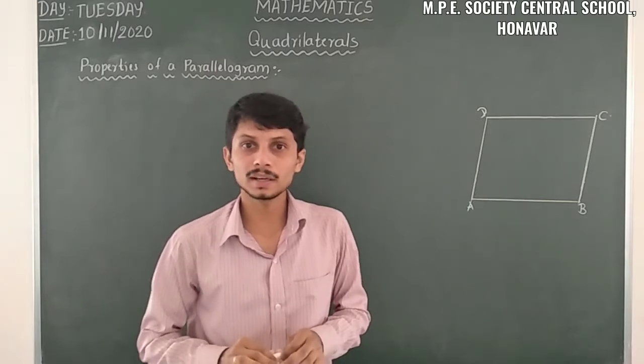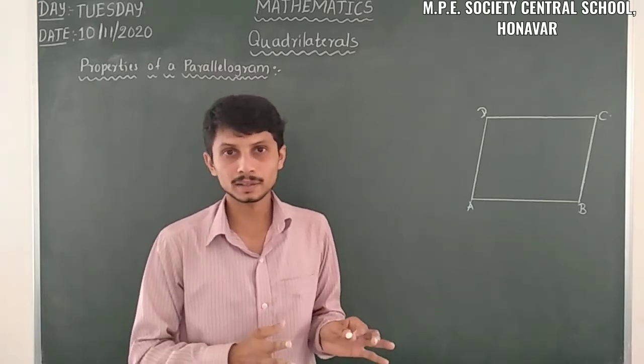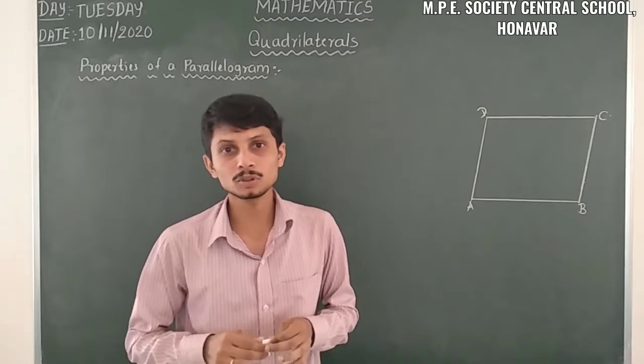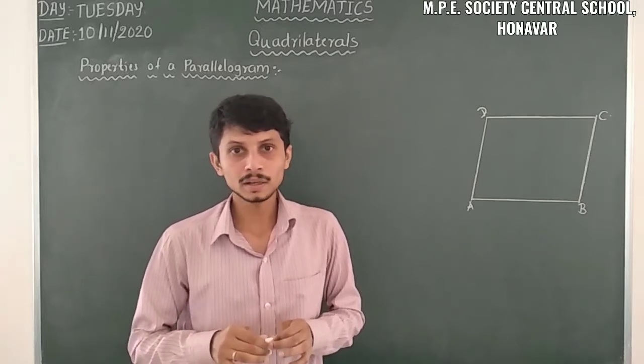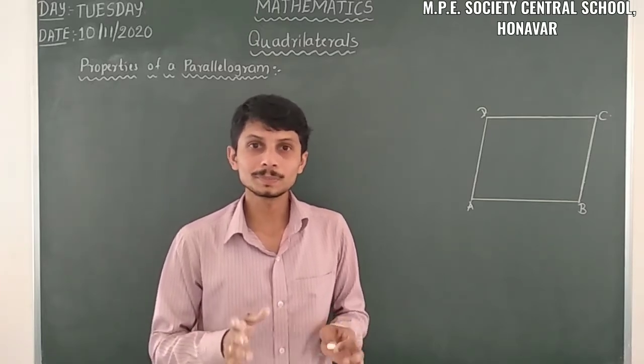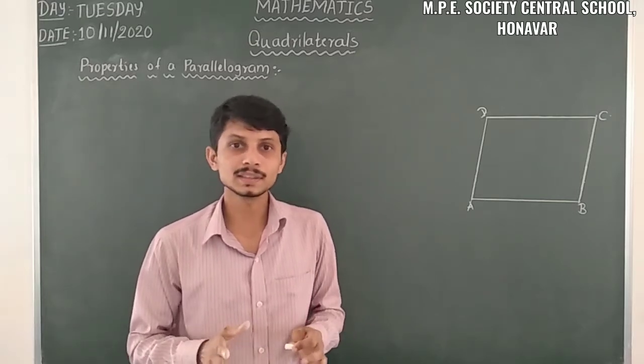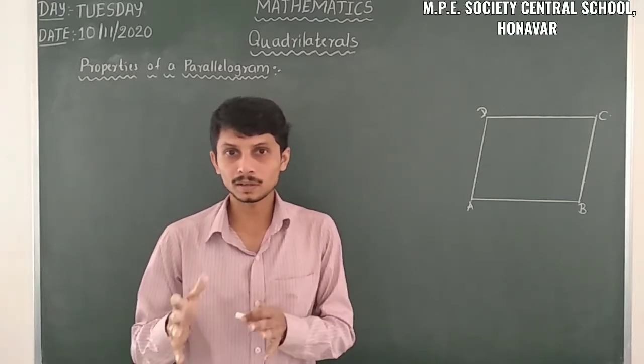So last class we discussed a topic from 9th standard, that is quadrilaterals. In quadrilaterals we already discussed what is meant by a quadrilateral, the angle sum property and types of quadrilateral. Also we discussed theorem 8.1 and some problems based on theorem 8.1. So let us move on to the next topic, that is the properties of a parallelogram.